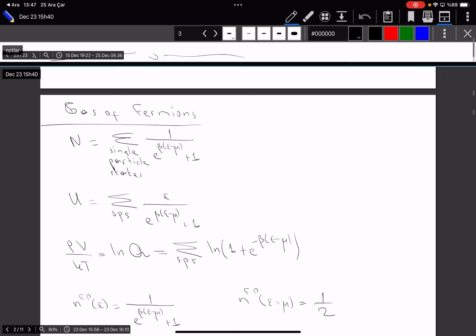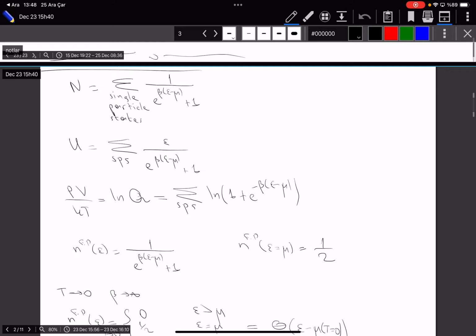Okay. On Monday, we started looking at the fermionic gas. These were our basic equations. The first one tells us how we can compute mu from the given number of particles. The second one gives us the total energy. The third one gives us the pressure.